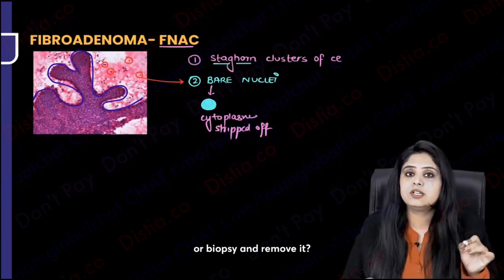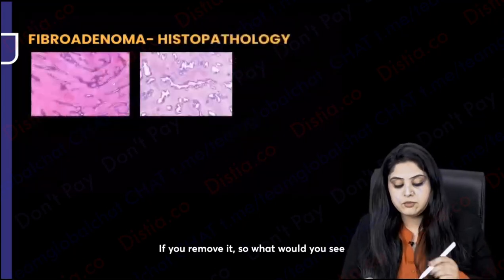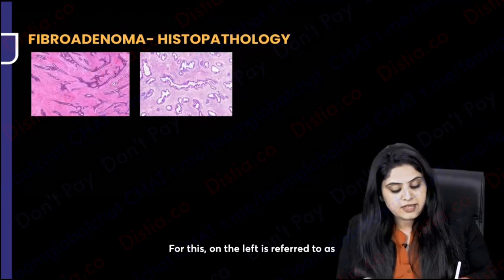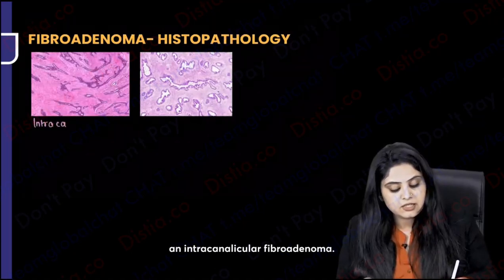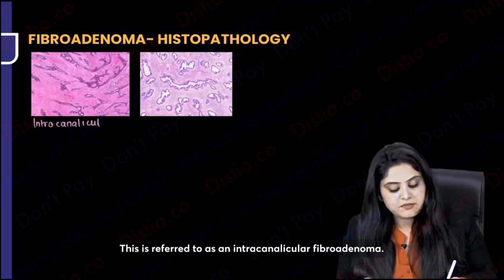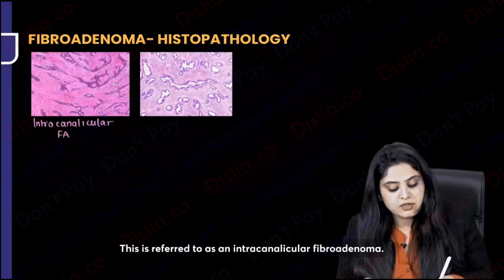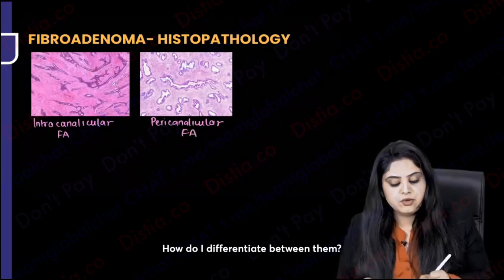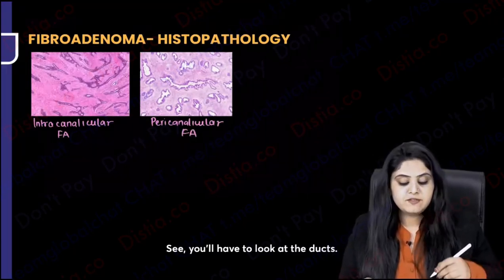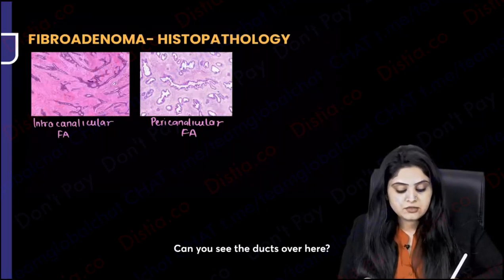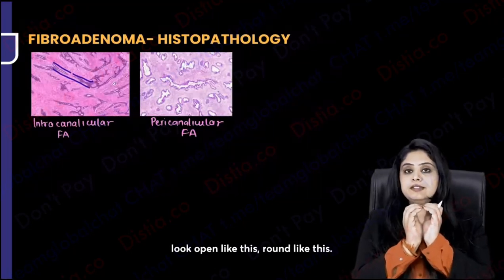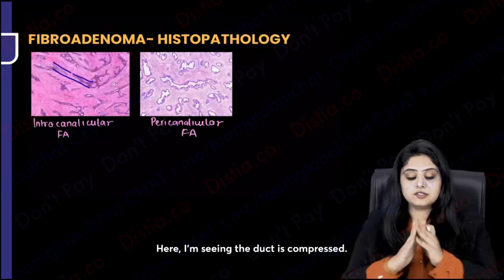What if you do a surgery, a biopsy and remove it? If you remove it, what would you see on a histopathology in a fibroadenoma? So this on the left is referred to as an intracanalicular fibroadenoma, and the one on the right is referred to as a pericanalicular fibroadenoma. How do I differentiate between them? See, you will have to look at the ducts. Can you see the ducts over here? They are all compressed. Normally a duct is supposed to look open like this, round like this. Here I'm saying the duct is compressed.